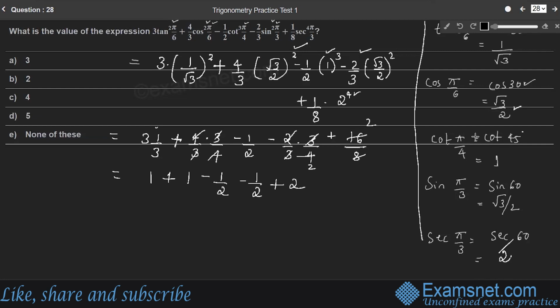So 16 by 8 is 2, right? So we have 1 plus 1, 2, 2 plus 2, 4. Minus half is minus 1. 4 minus 1 is equal to 3, which is the final answer. So option A is the right answer.